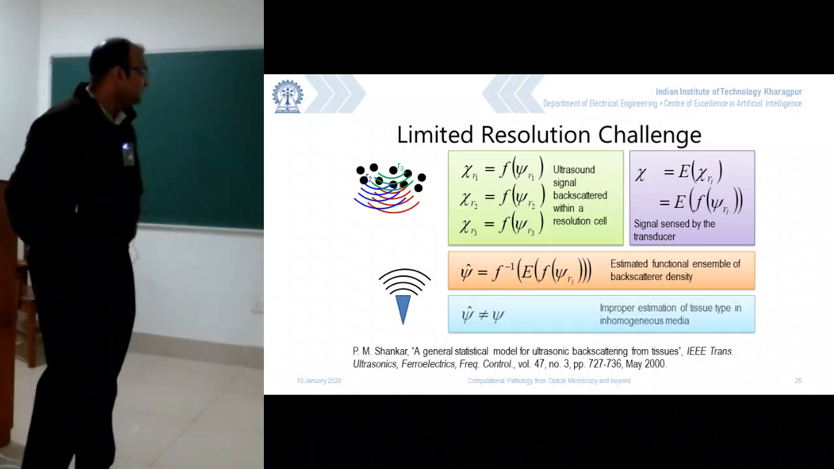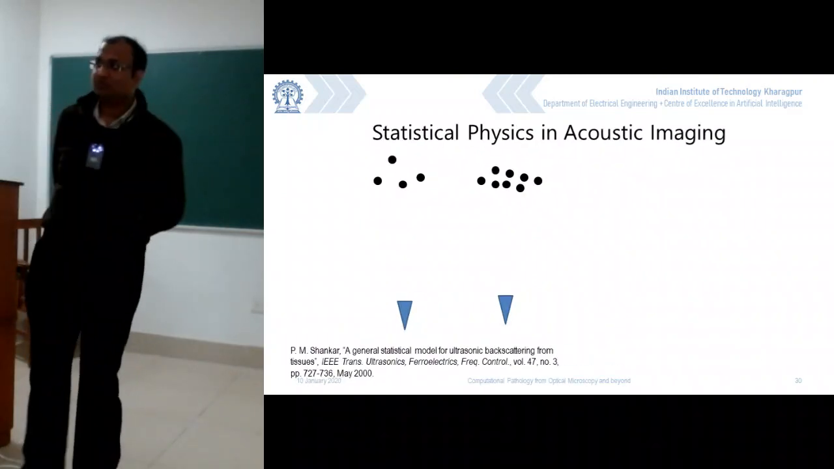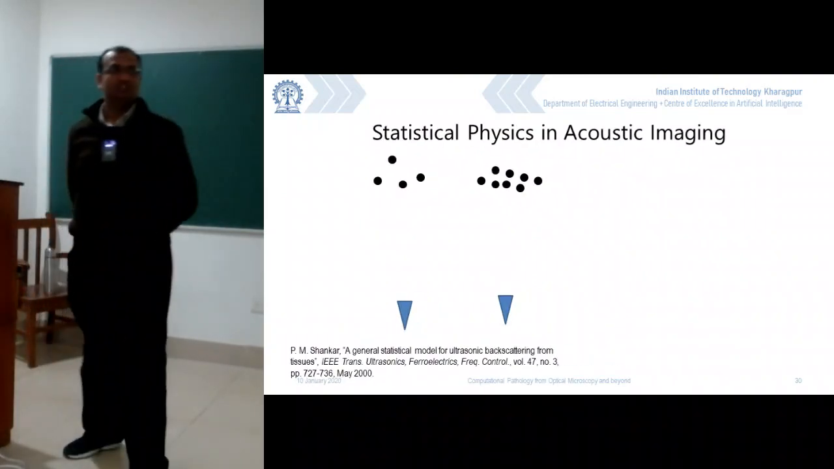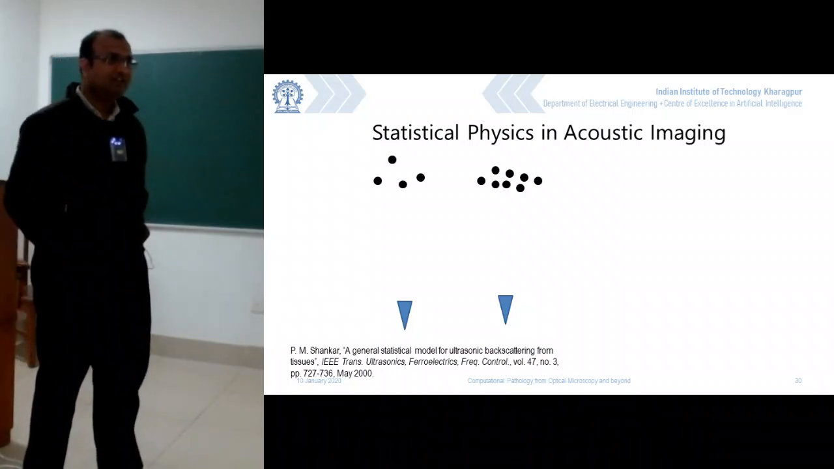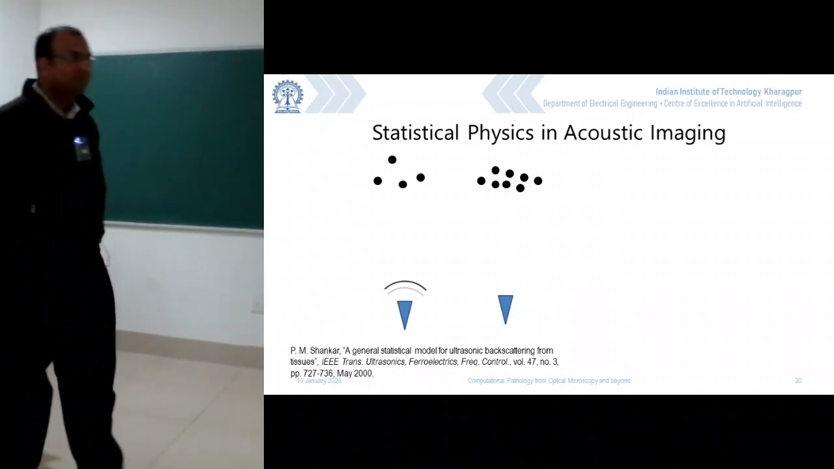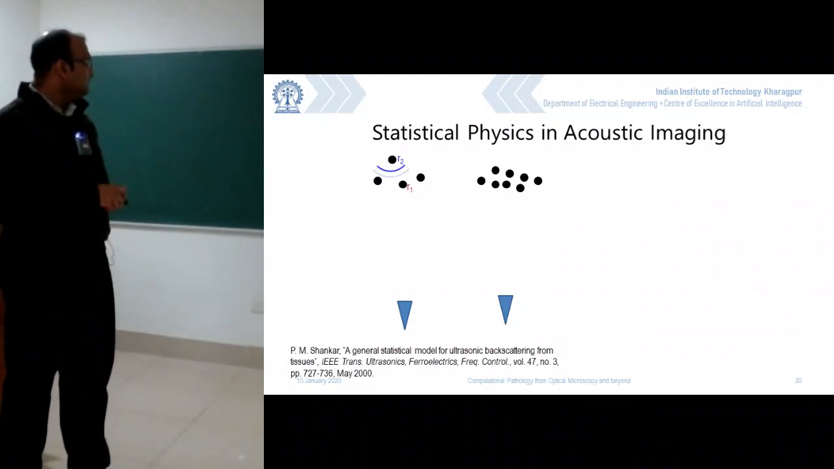So for a long period of time, it was not possible to really infer back on the tissues, although this physics was well known. The statistical mechanics of ultrasound was known, but we could not infer anything out of that. Now from there, what we did was something like this.